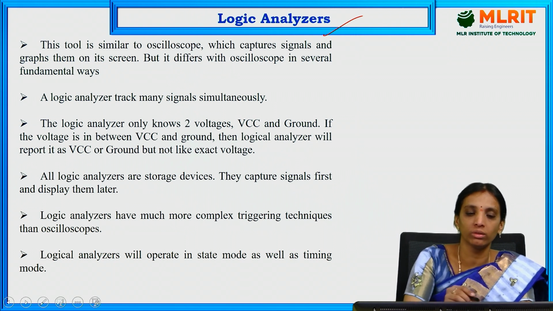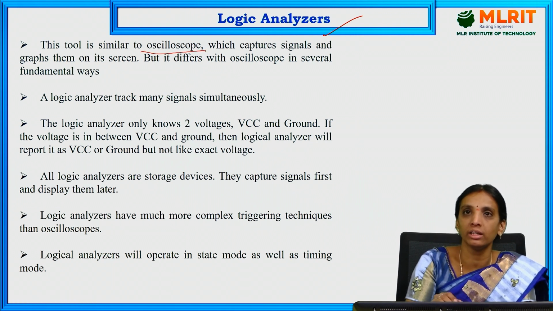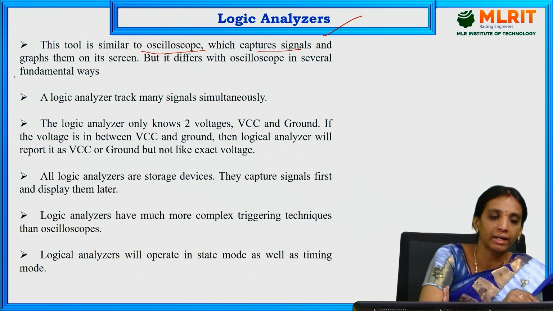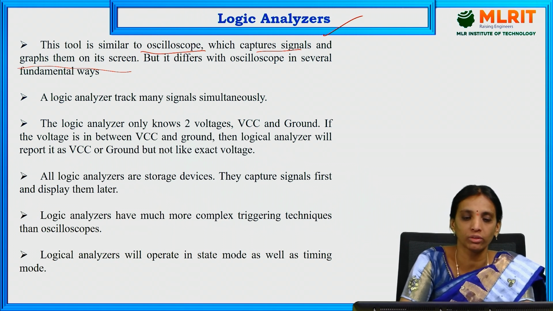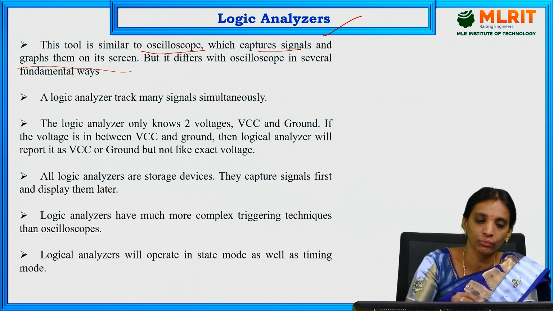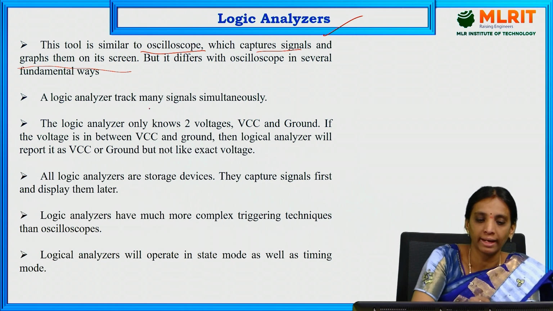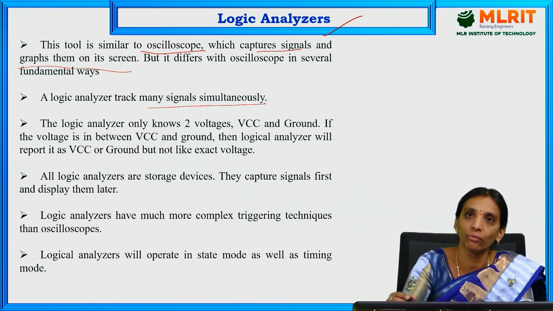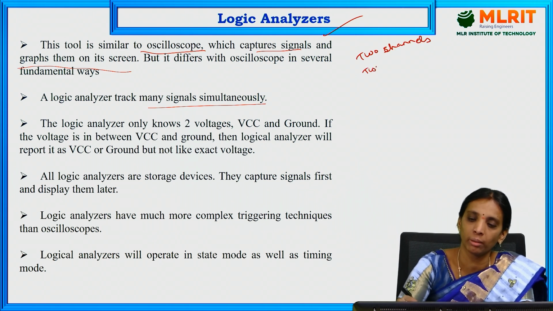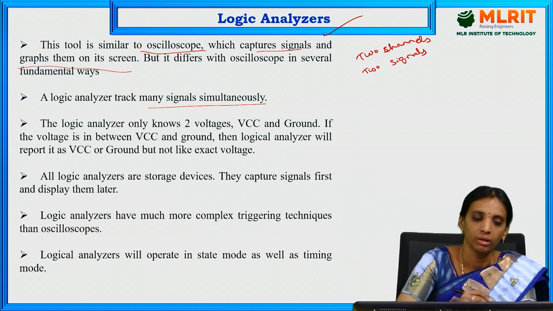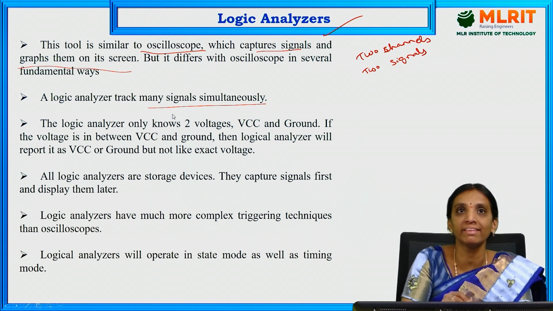Now going to the present session, the first one is logic analyzers. This tool is the same as the oscilloscope in that it is used for capturing signals and developing graphs on its screen based on the captured signal. It is different from the oscilloscope in some ways. Here it may track many signals simultaneously. The oscilloscope is used for monitoring only two signals or two channels simultaneously, but the logic analyzer can track many signals simultaneously.